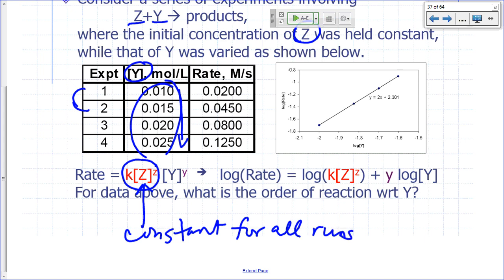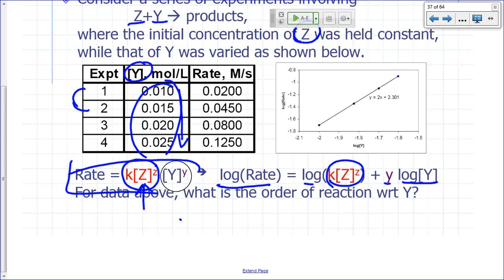So if you take the log of both sides of this equation, log of the rate is equal to log of this constant right here plus y times the logarithm of y. Or you can use natural log if you want to. You can use base 10 log. Okay, why does this equation work?